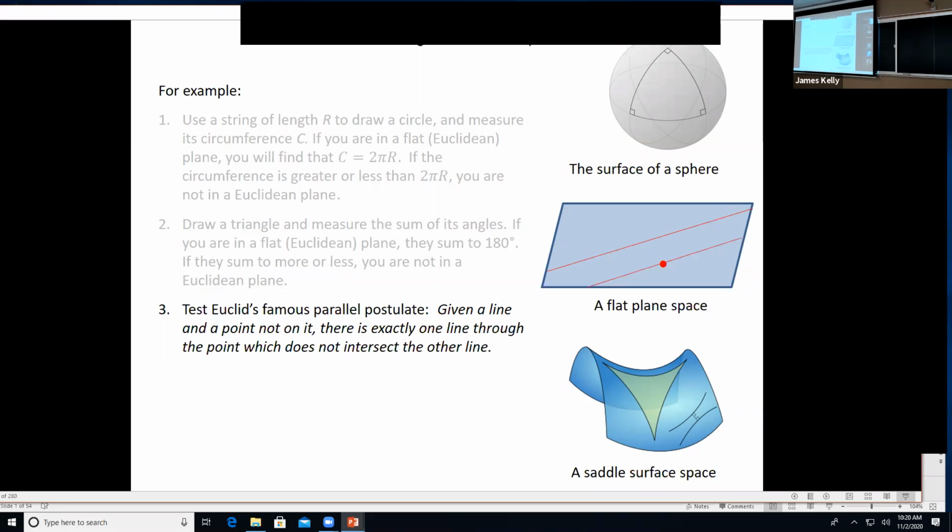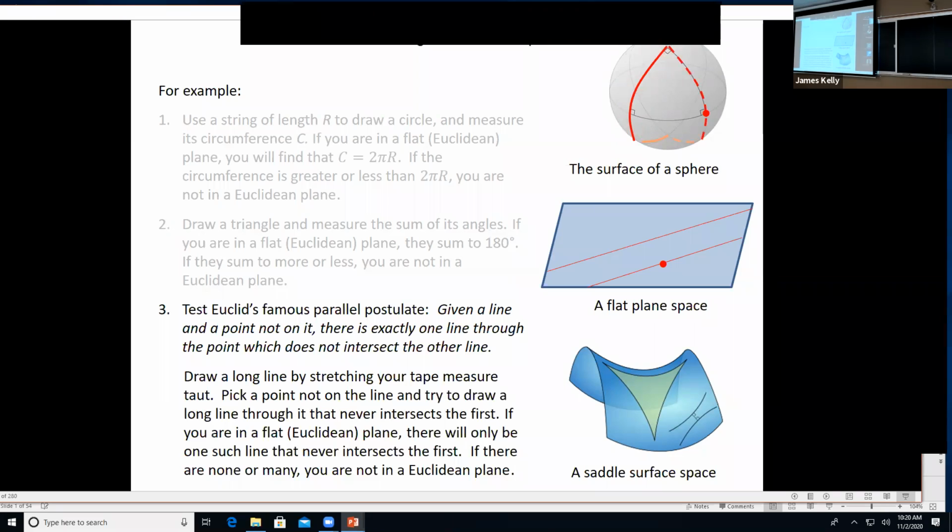That's not true on the sphere anymore. So here I've drawn at least part of a line. It was hard for me to draw in PowerPoint, but this is supposed to be part of a great circle going from the North Pole to the South Pole. Here's a point not on that line, and here I'm drawing another line that goes through that point. And it intersects it at 2 points.